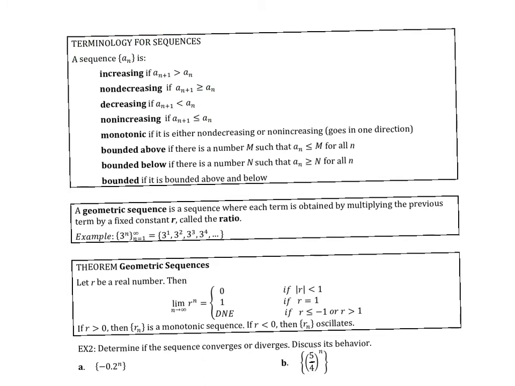So in this next box, what we're going to do is look at some terminology. A sequence is increasing if the terms get larger. So a sub n plus 1 is larger than the term before, a sub n. An example may be 1, 2, 3, and so on. So notice that as the terms go on, they get larger.